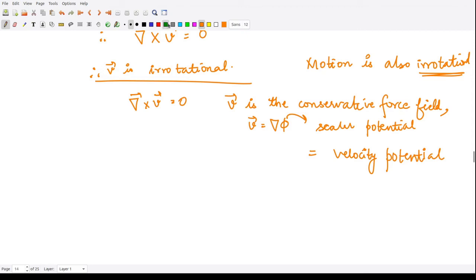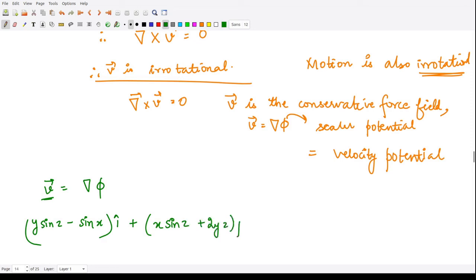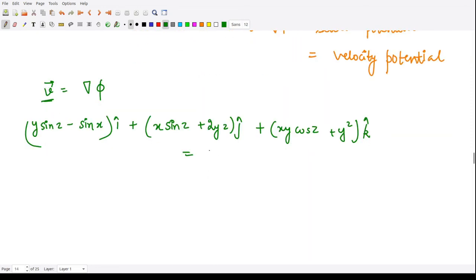So let's quickly see what is this quantity. So you are given the vector v. So what we are doing, we are calculating this. We are given vector v as (y sin z − sin x) i cap plus (x sin z + 2yz) j cap plus (xy cos z + y²) k cap. This is equal to del of phi. What is del of phi? That is del phi by del x i cap plus del phi by del y j cap plus del phi by del z k cap.